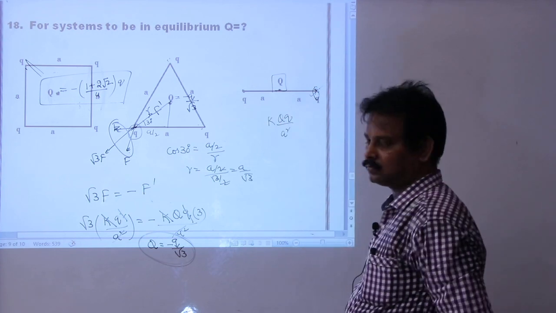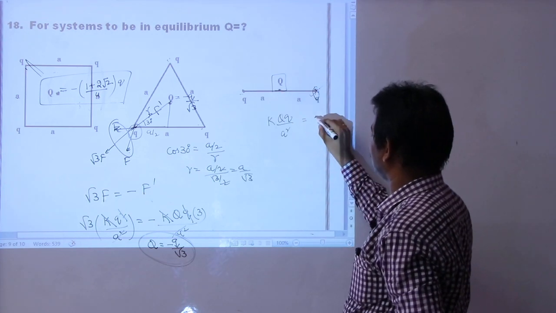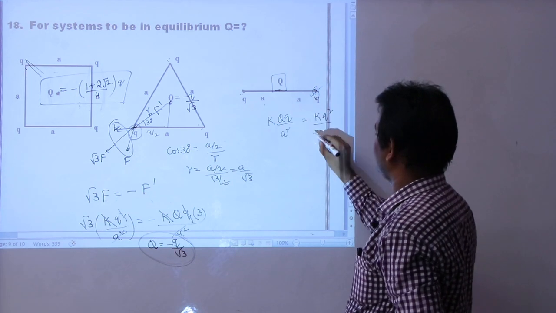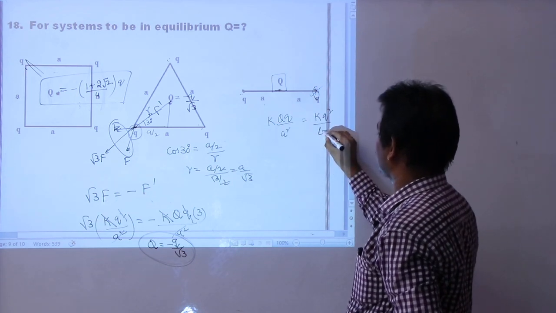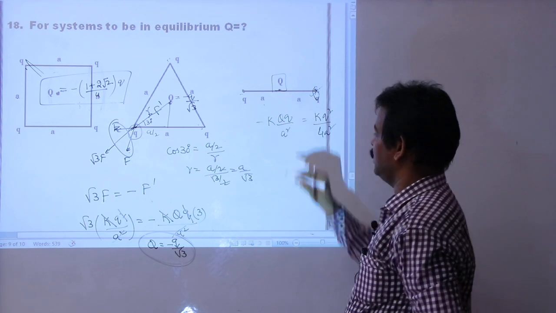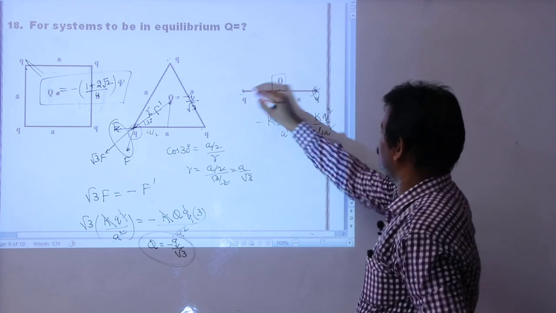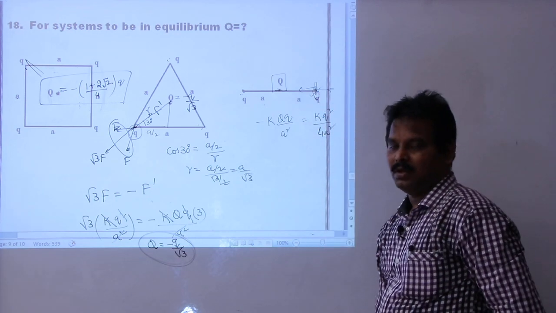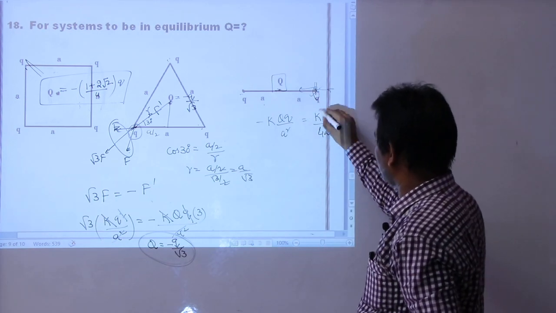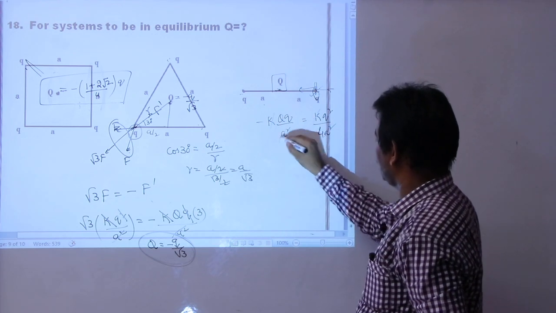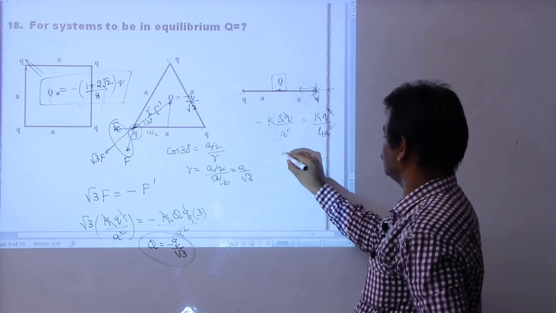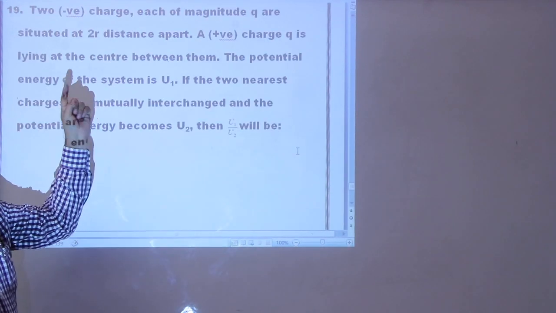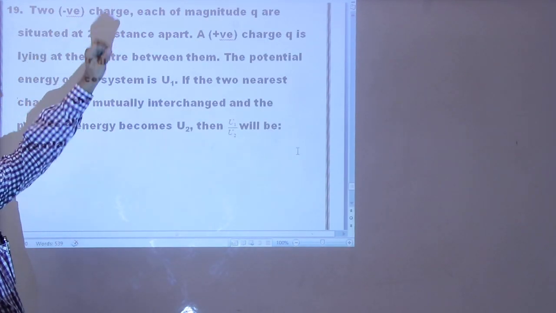Force between these two is q by a square q. Force between these two is q square by (2a plus a)... 2a whole square, we can write 4a square. But one is negative, one is positive, because these two repel and these two must attract, so that the net force experienced by this charge will become 0. So a square, q get cancelled, q is equal to minus q by 4.